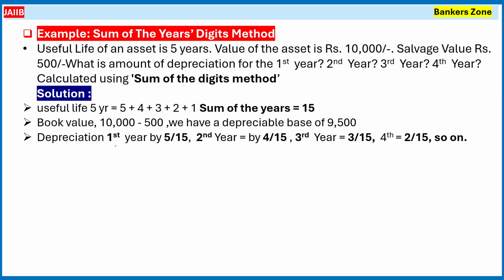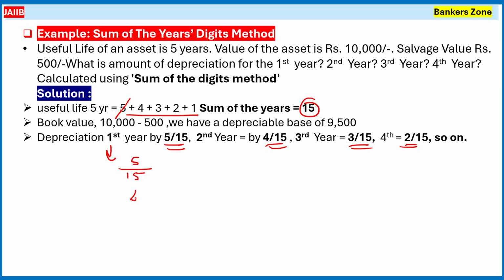So see what I told you, it calculates the depreciation more in the beginning years. It means we have to take more depreciation for the early years and less for the later years. So for the first year, what will be the rate of depreciation? Simply see 1, 2, 3, 4, 5 and the sum is 15. So for the first year we will take 5 upon the total sum, which is 15.